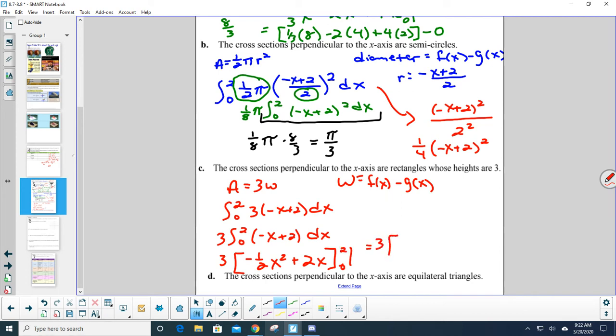So I've got my 3. And I've got my negative 1/2 times 2 squared plus 2 times 2. And that gives me negative 2 plus 4, which is 2. That gives me 6. So if I use cross sections that are rectangles with a height of 3, I'm going to have 6.